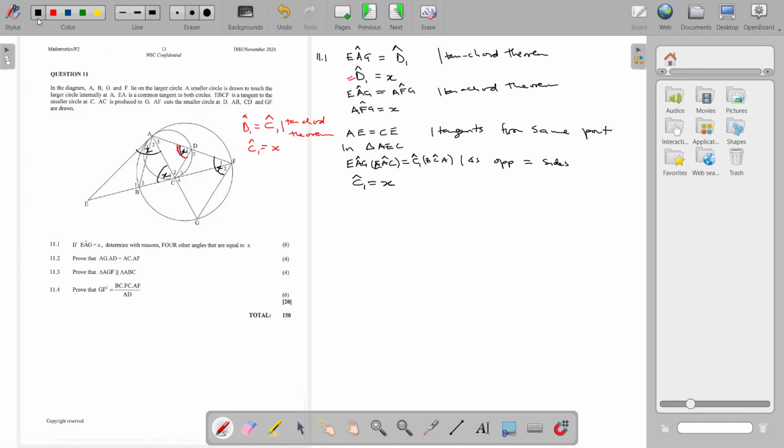Then we need a fourth angle. If you check here, we have straight lines. So it means this angle C1 is equal to angle C4. What is the reason for that? These are vertically opposite angles.